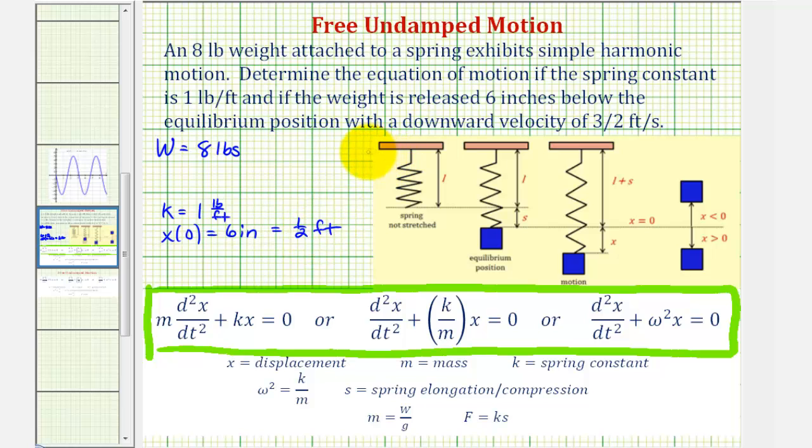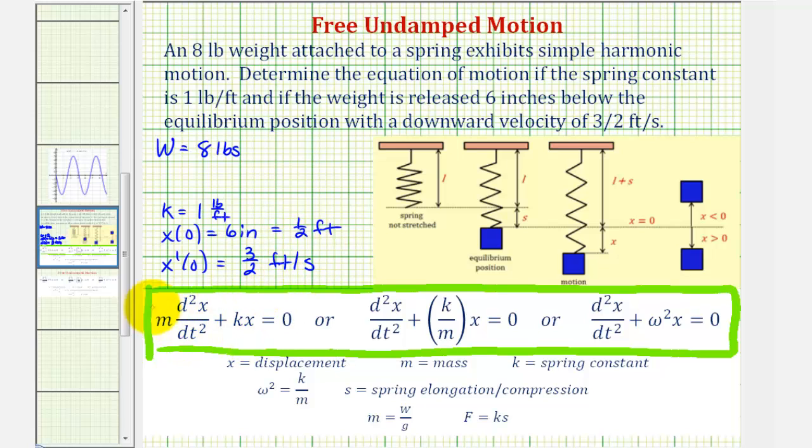We're also told it's released with a downward velocity of 3/2 feet per second. And again, because the velocity is downward, the velocity is positive. If it was upward, the velocity would be negative. So at time t equals 0, the velocity is positive 3/2 feet per second. So x prime of 0 is equal to 3/2 feet per second.